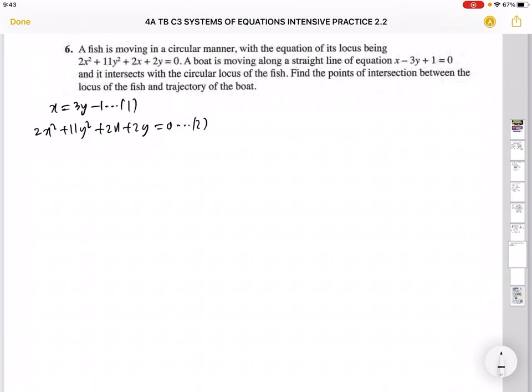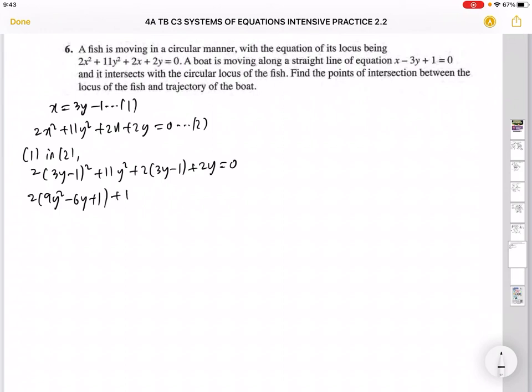So when I sub 1 in 2, I don't write x anymore. I write 3y minus 1. I square it, plus 11y squared, plus 2 times (3y minus 1), plus 2y equals 0. Alright, so let us expand this. This will give us 9y squared minus 6y plus 1, 11y squared, 6y minus 2, plus 2y.